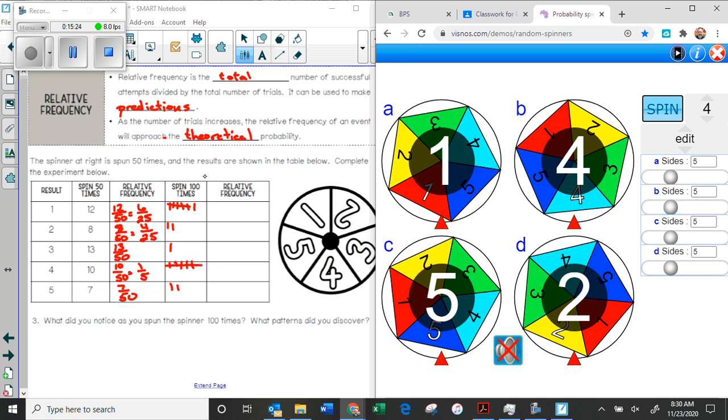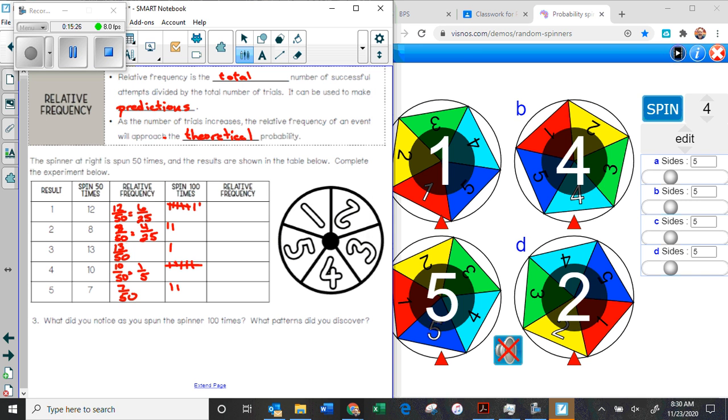1, 2, 4, 5. I just realized I'm marking these wrong. That's actually 6 right there. So hopefully you fast forwarded through this.